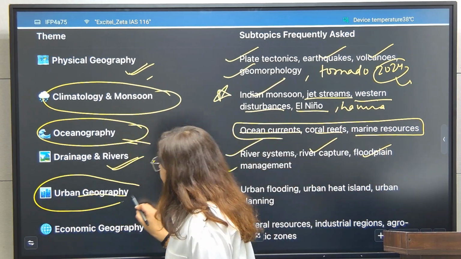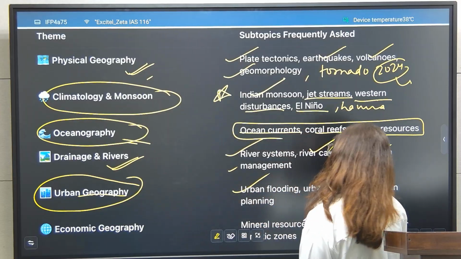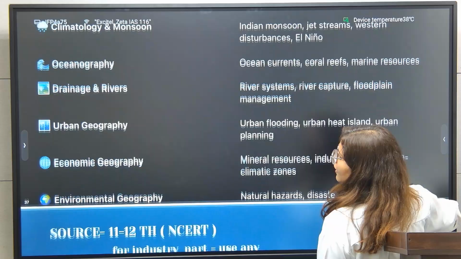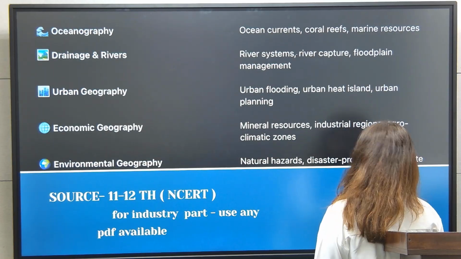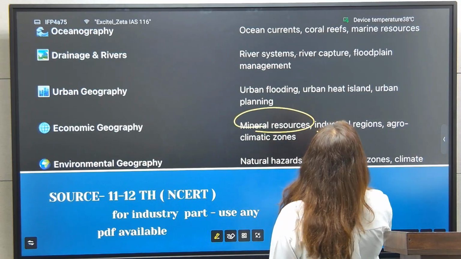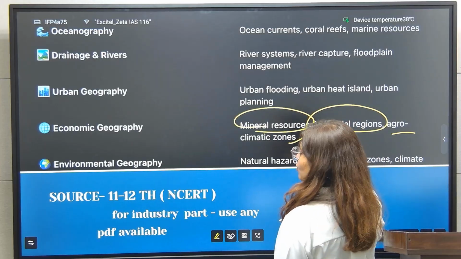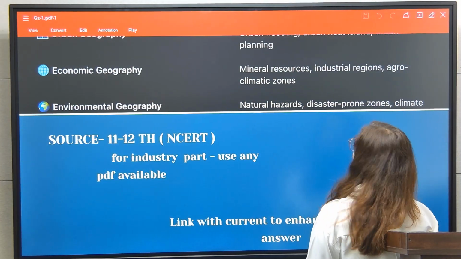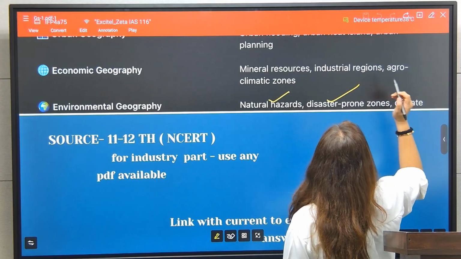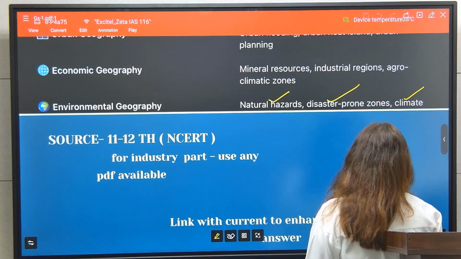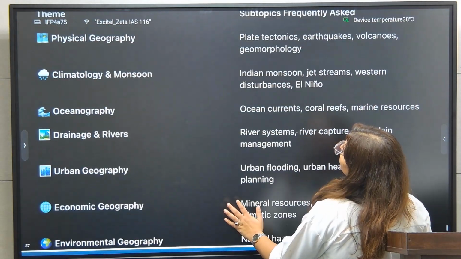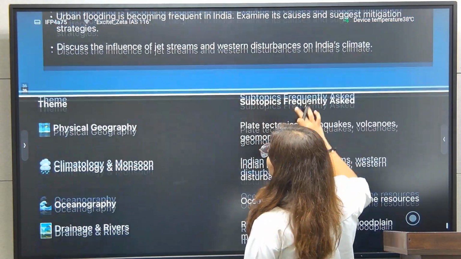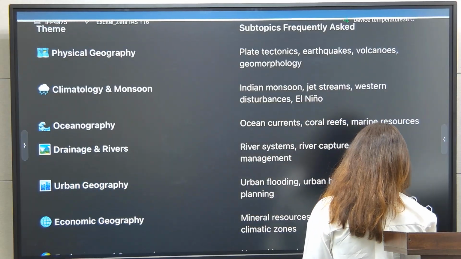Urban geography: urban flooding, urban heat island, urban planning. And from economic geography part: mineral resources, industrial region, agroclimate zone. And on environment geography: natural hazard, disaster prone zone and climate. So these are the broader themes. On this, you have to make notes.